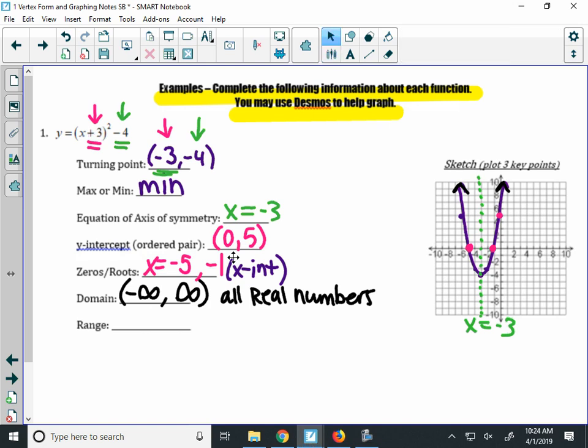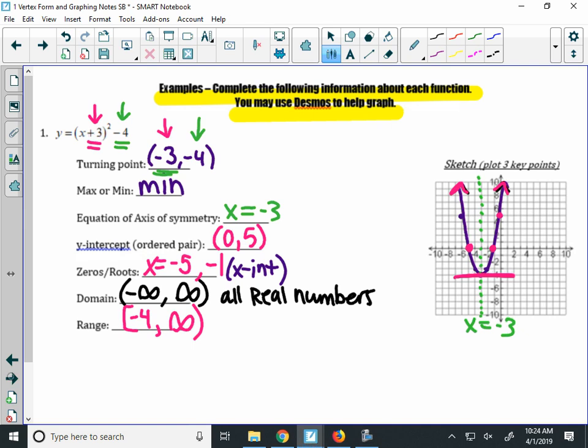Now, my range is a little bit different. I need a lowest y value here. That happens at -4. So we start at -4. We're going to put a square bracket. Now at the top, I have 2 arrows, which means the range goes up to infinity.